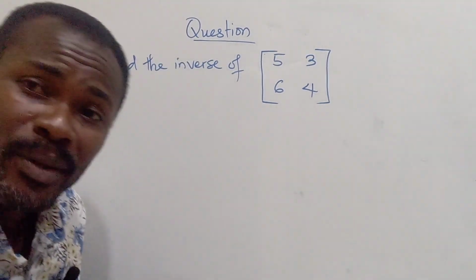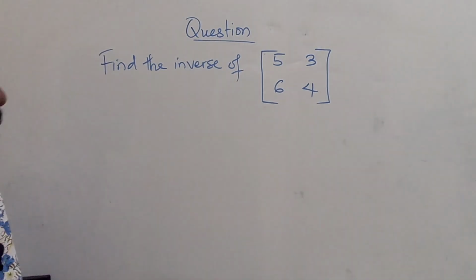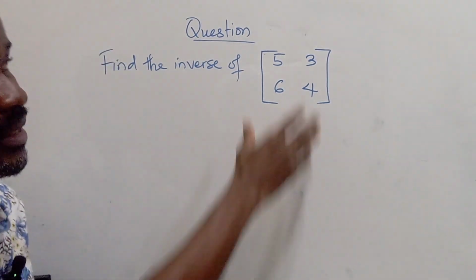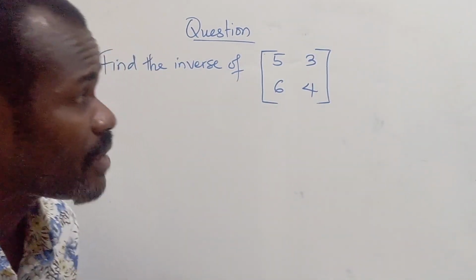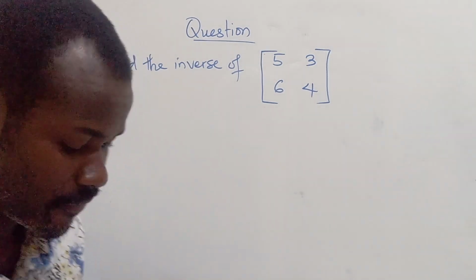Alright, so today we have a problem on the board on matrix. It says find the inverse of this 2 by 2 matrix of the elements 5, 3, 6, and 4.